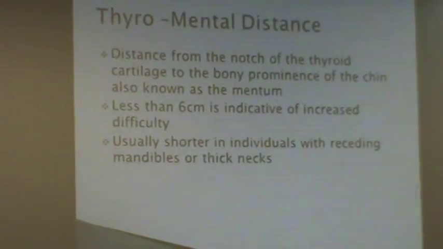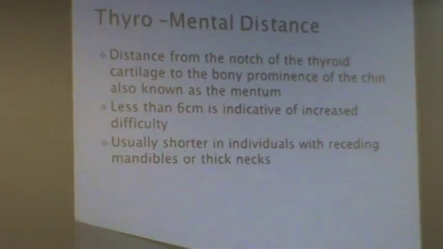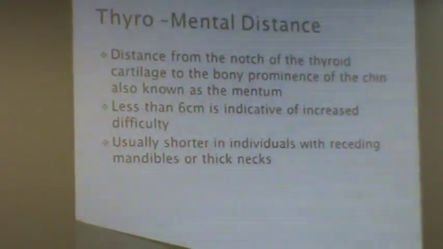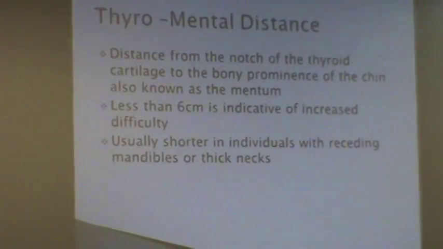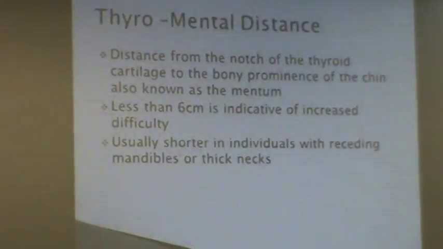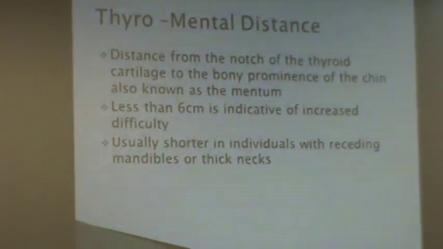So we also look at the thyromental distance. That's the distance from the notch of the thyroid cartilage to the bony prominence of the chin. The bony prominence of the chin is also called the mentum. Less than 6 centimeters is indicative of an increased difficulty. Usually that thyromental distance is much shorter in individuals with receding mandibles or thick necks.